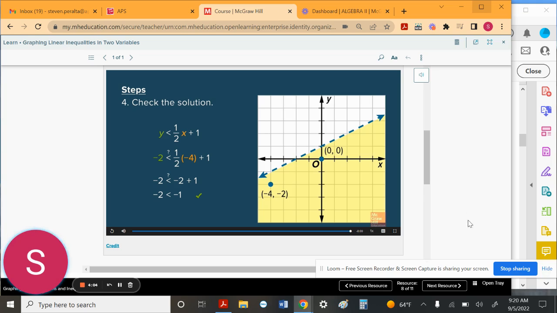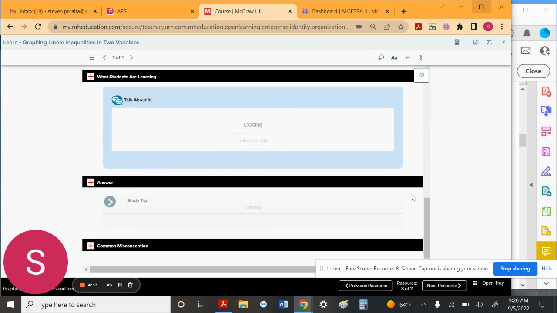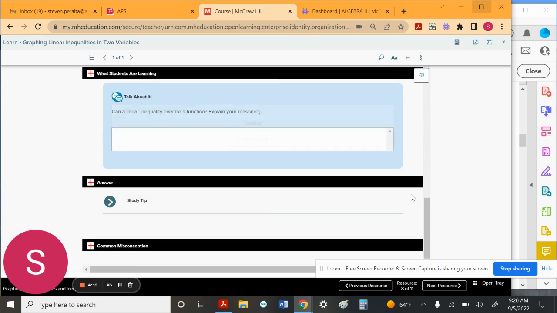So checking the solution is okay, but if you did 0, 0 and you were diligent in making sure everything was good, of course I would accept that as well. So that would be okay to do also.